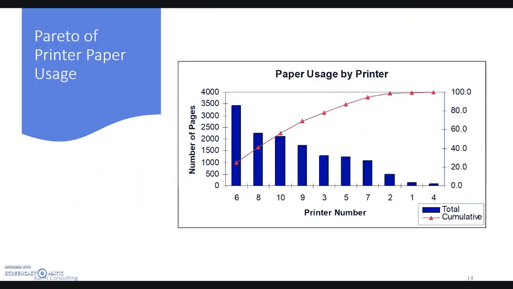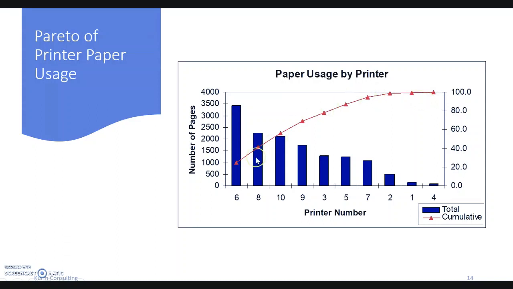So here's an example of the paper being used by a specific printer. You can see printer number 6 is using 3,500 pages. And right away, you can see this is an extract of a Pareto diagram. It's got the frequencies along the y-axis, so the number of pages is the frequency, and then you've got the individual printers along the x-axis here. The red trend line is basically a cumulative percentage. So you can see that once I have all my data, I've got 100% of the defects I measured.